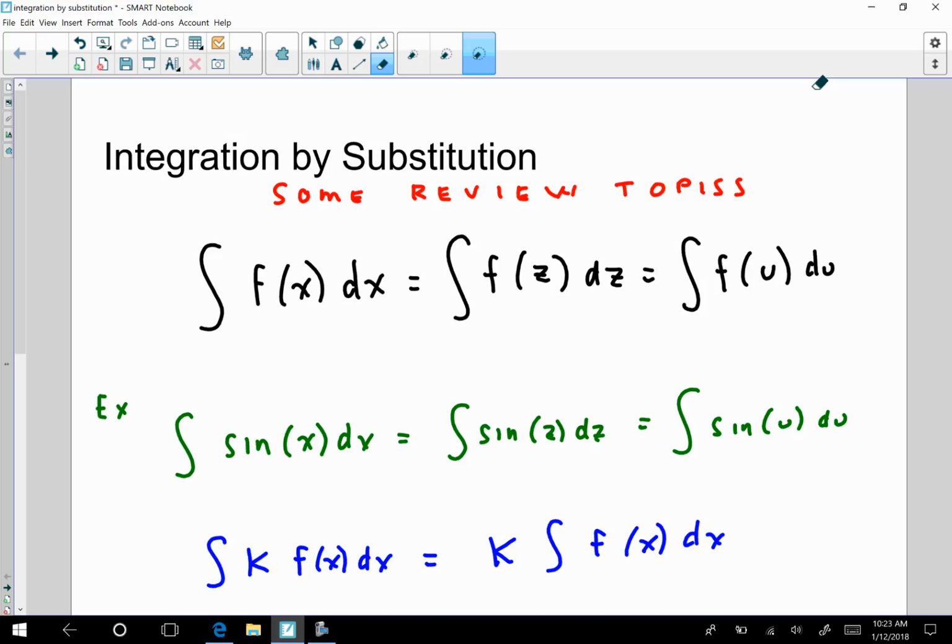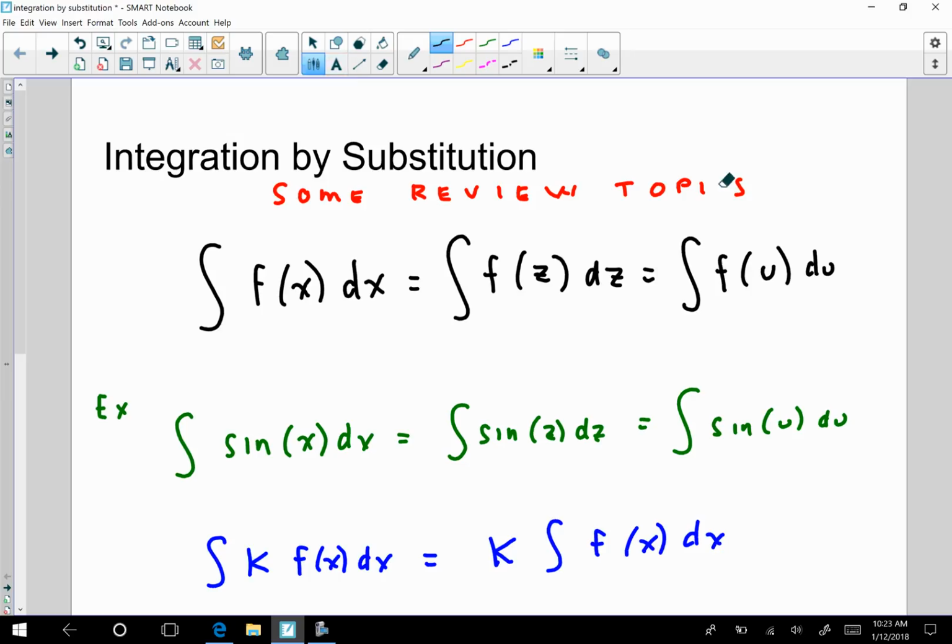Let's talk about the difficult topic of integration by substitution. Before we have a formal discussion about the integration by substitution, let's review a few topics, if you will.